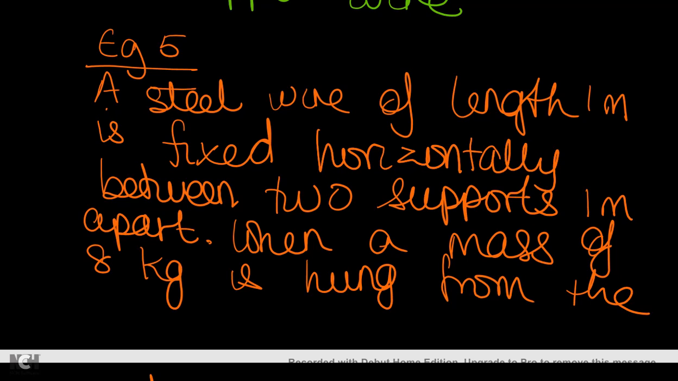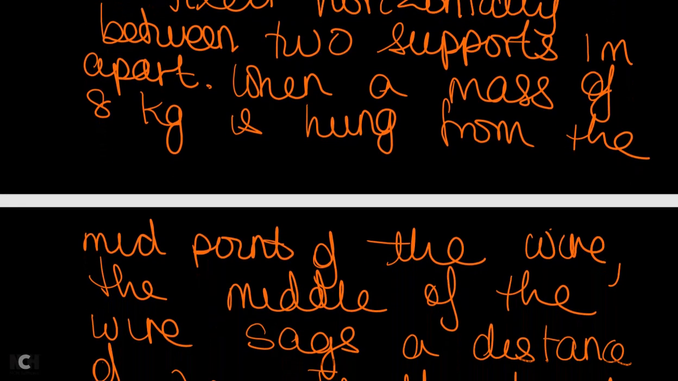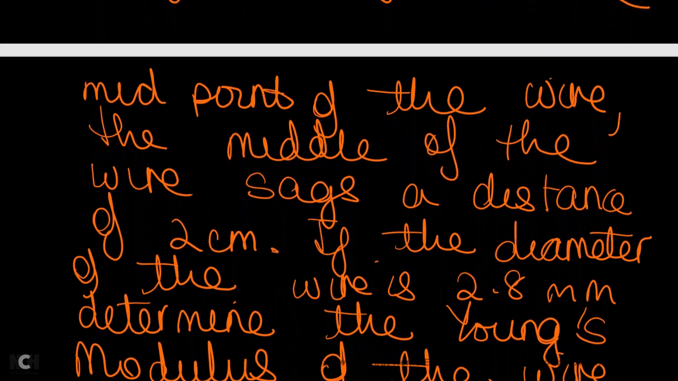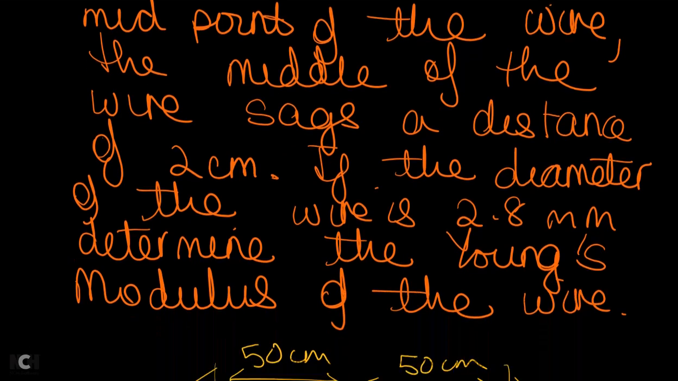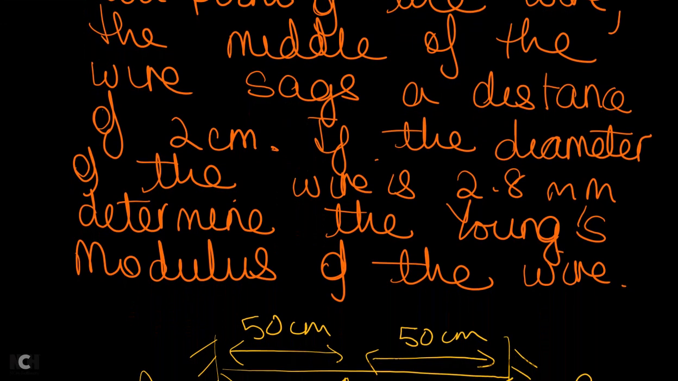A steel wire of length 1 meter is fixed horizontally between two supports 1 meter apart. So that makes sense, right? And when a mass of 8 kilograms is hung from the midpoint of the wire, the middle of the wire sags at a distance of 2 centimeters, right? If the diameter of the wire is 2.8 millimeters, determine the Young modulus.